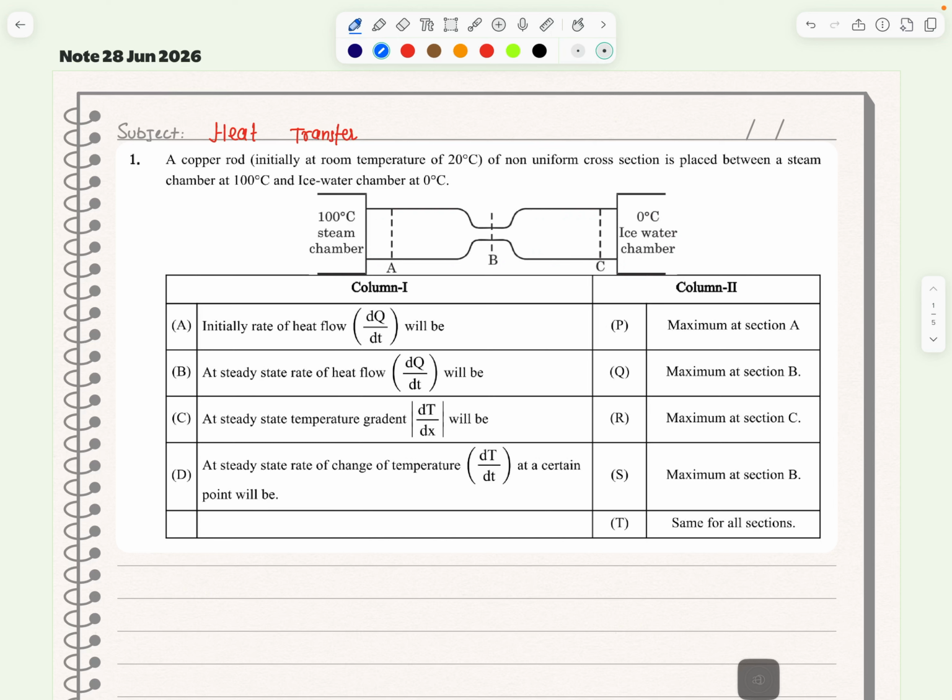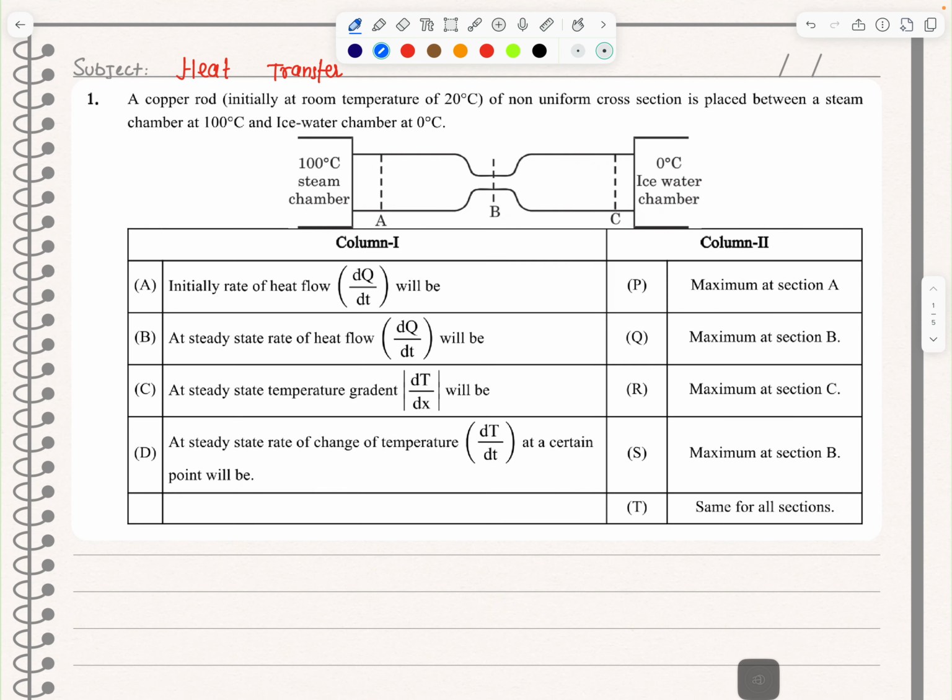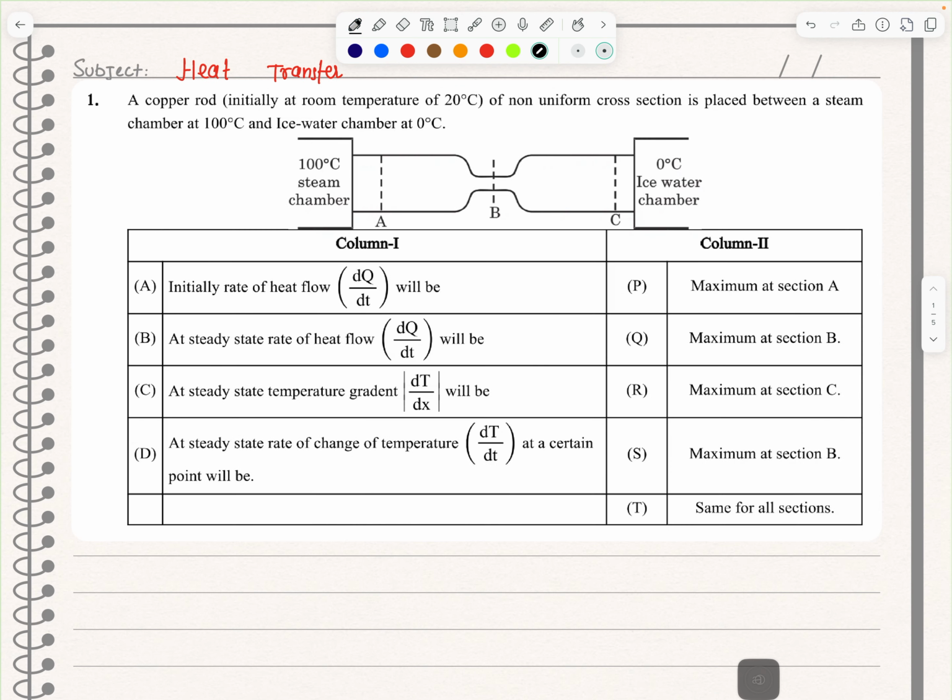Hello friends. Today we will solve some problems based on heat transfer. We are taking three problems based on heat transfer. One problem is decent, but two problems are good problems based on heat transfer. Let's see question number one.